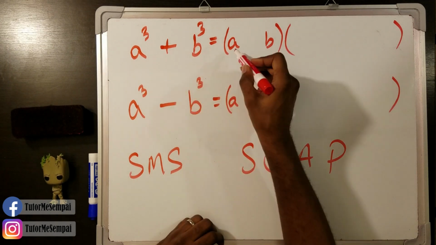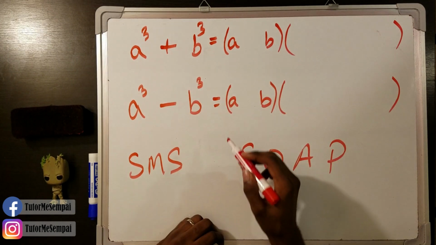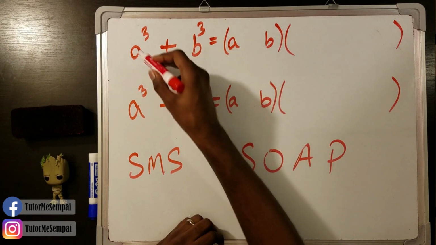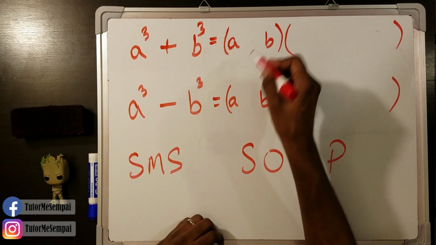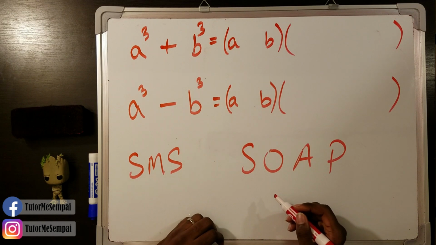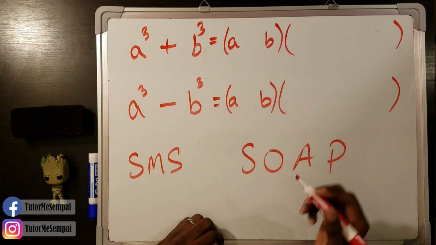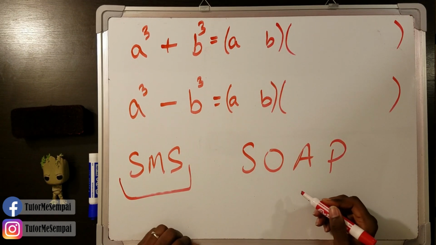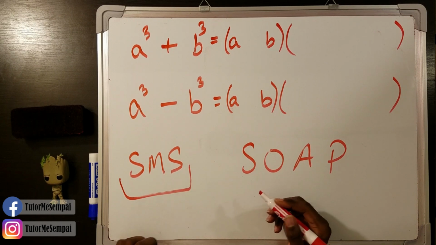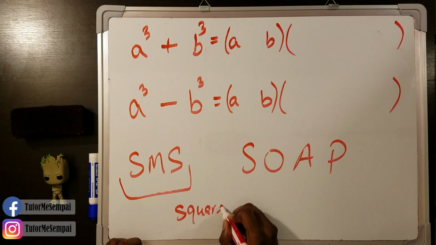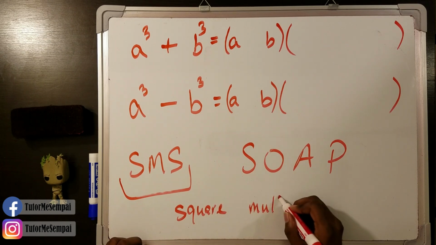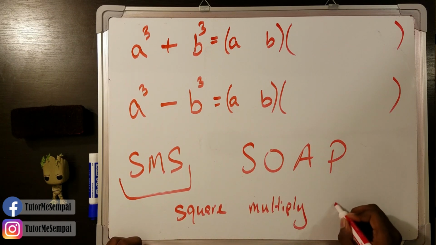Because a cubed gives you a cubed, a is the cube root of a cubed. Likewise, b is the cube root of b cubed. So we're putting these in the first set of parentheses. Once we have this, now we look at SMS. Now, what does SMS stand for? This stands for square, multiply, square.